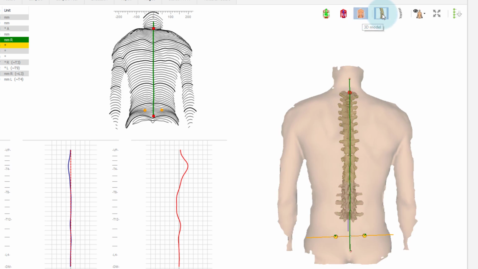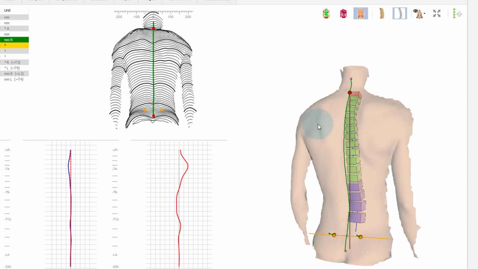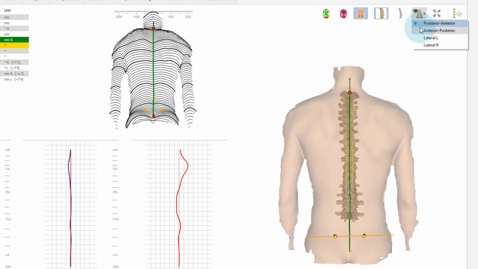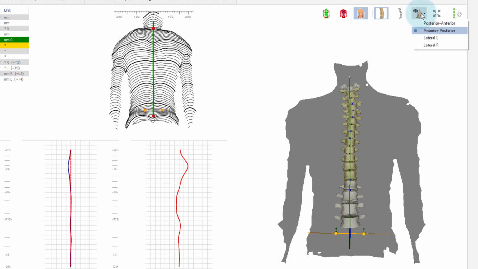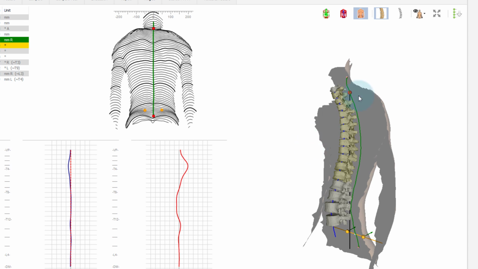Furthermore, you have the option of replacing the anatomical spine model with an abstract one. This is often a much more understandable representation for your patient. Choose from predefined standard views or rotate the model by dragging the mouse in any direction while holding down the left button. Of course, you can also reset the view automatically.